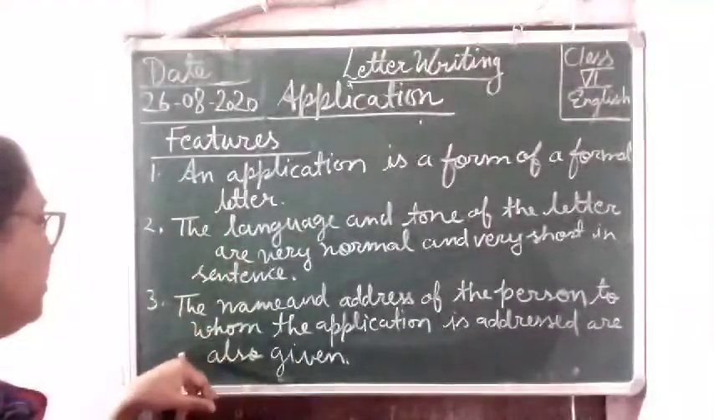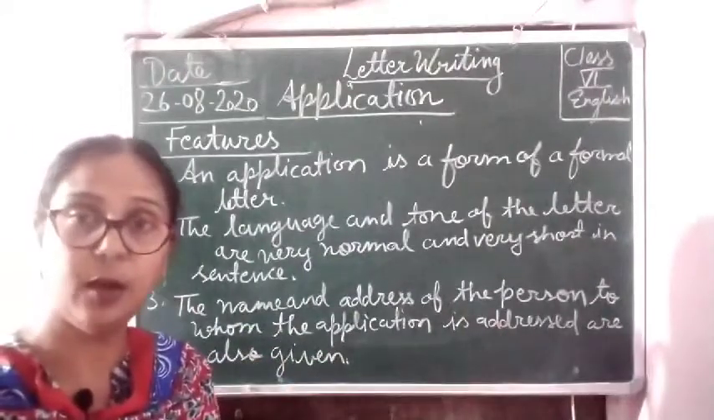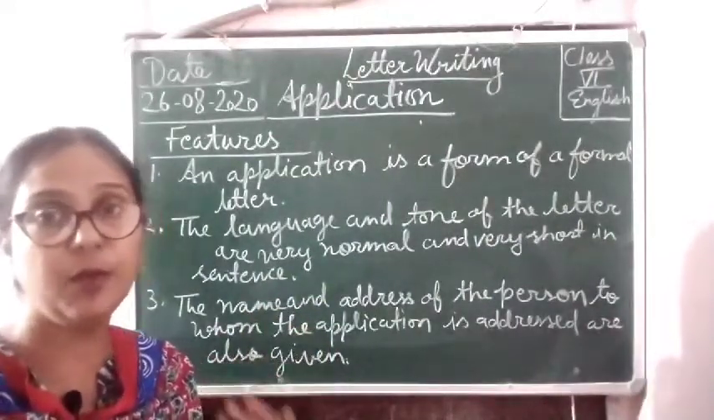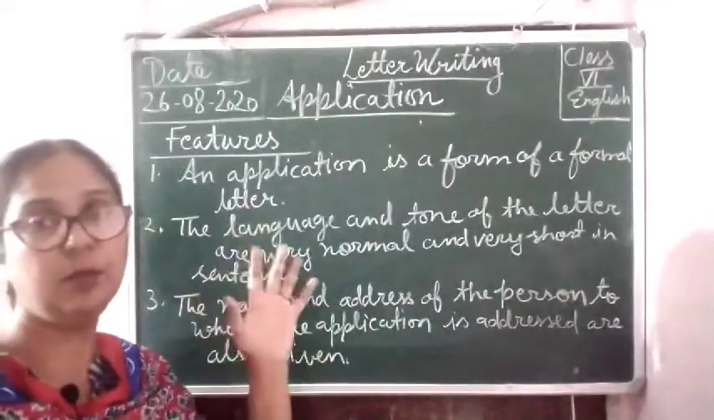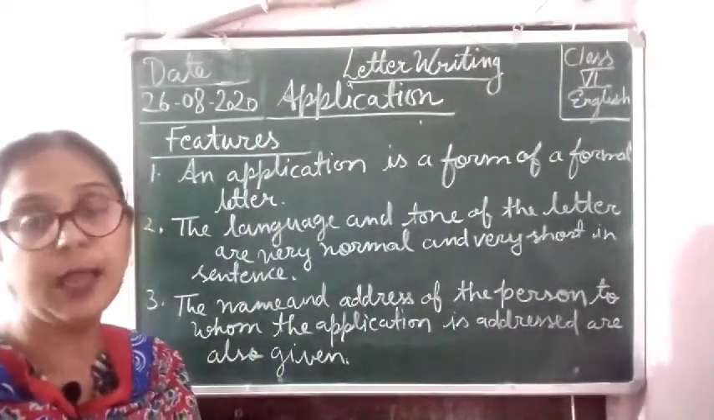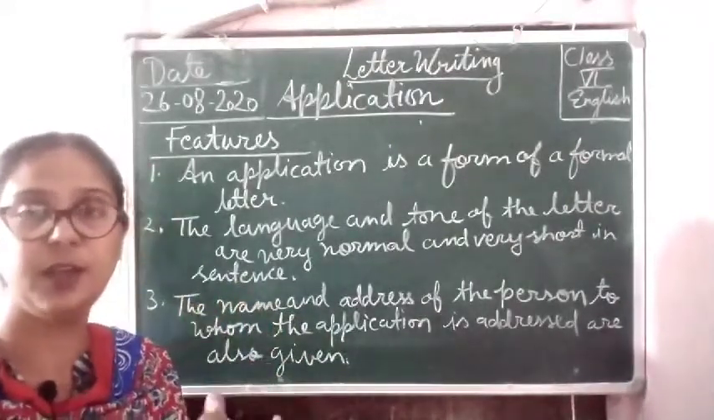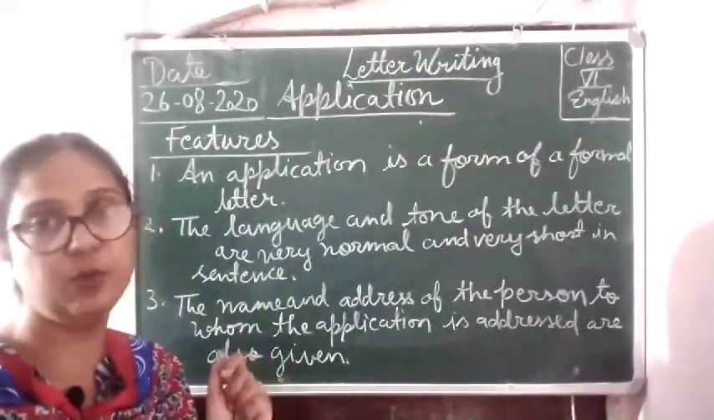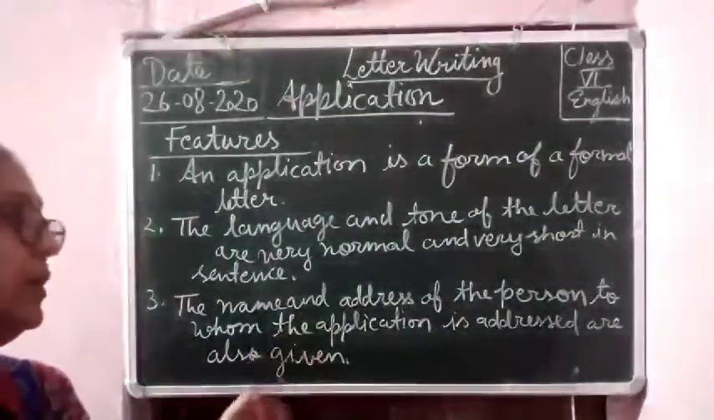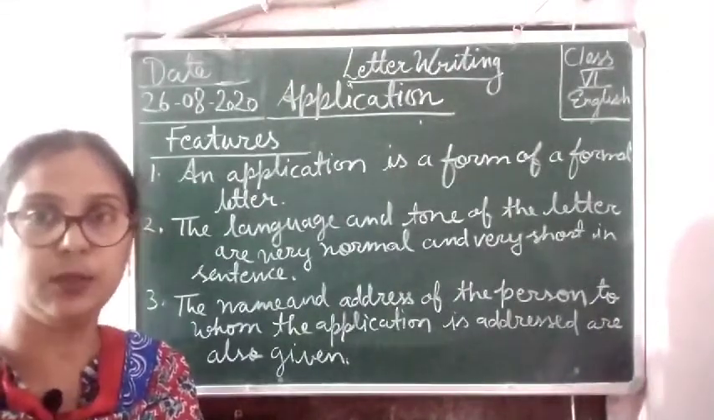Now the third feature: the name and address of the person to whom the application is addressed are already given. So these are three features, and we have more features of an application. The first is that this is a formal letter form, and the second is that our language should be concise, very clear and very simple. We are supposed to write in a formal way. And the third is the name and address of the person to whom the application is addressed, which should be there in the application.